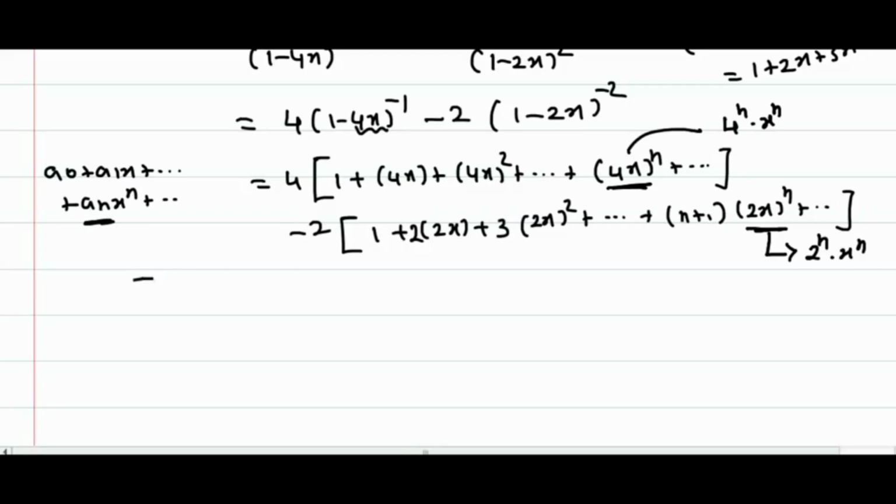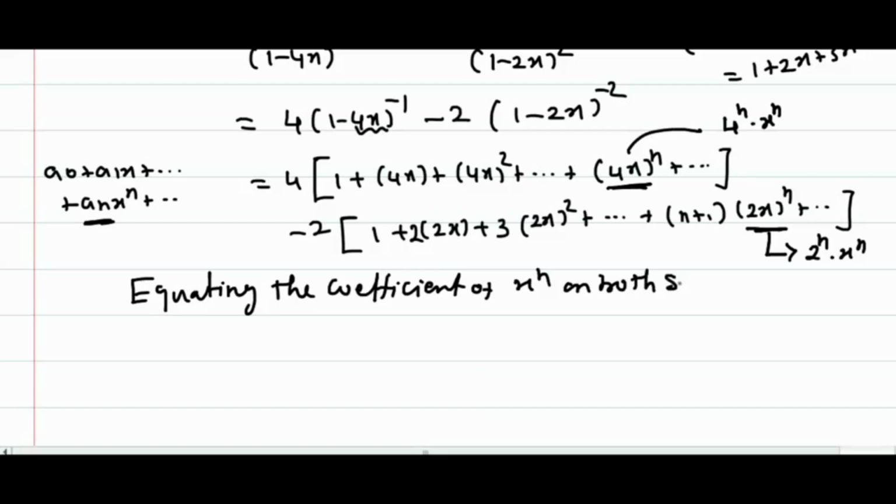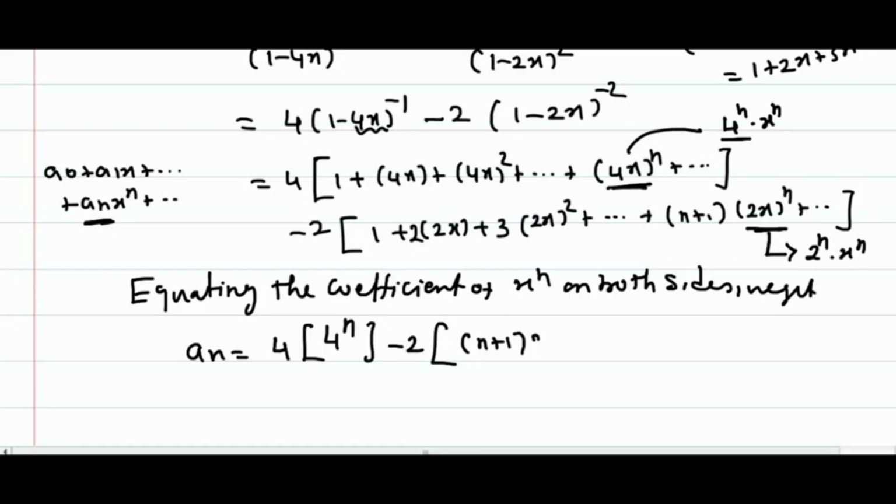So equating both sides. Okay, equating the coefficients of x power n on both sides in the above equation. So we get, left hand side, what is the coefficient of x power n? an equal to, coming to right hand side, 4 into the coefficient of x power n, that is nothing but 4 power n. Okay, so 4 power n minus the coefficient of x power n, (n plus 1) into 2 power n.